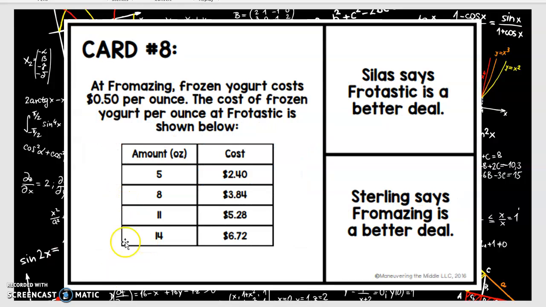All right. Oh, I'm making good time. I got 5 minutes. All right. At Fromazing frozen yogurt, we have 50 cents per ounce. So I want to know, is that better than Frotastic? What is their ounces? Once again, we need to make sure that we're going to per ounce, 1 ounce. Push pause.